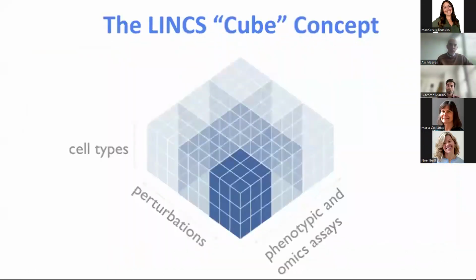So the Links cube is this concept of having many, many perturbations. Again, those could be chemical, genetic, microenvironments. And then you apply those perturbations to different cell types. Typically those are cell lines because those are easily manipulated for high throughput. And then you measure what happens to the cells before and after the perturbation with different phenotypic assays that could be omics assays or imaging or other types of assays that measure changes to what happened to those cells.